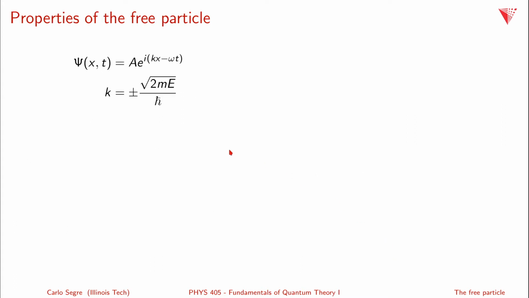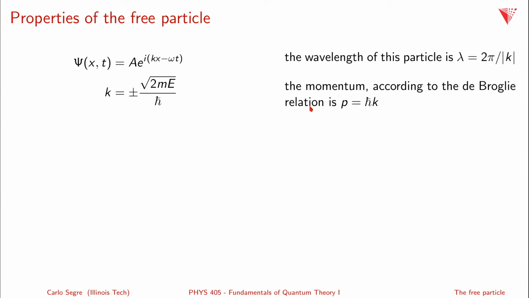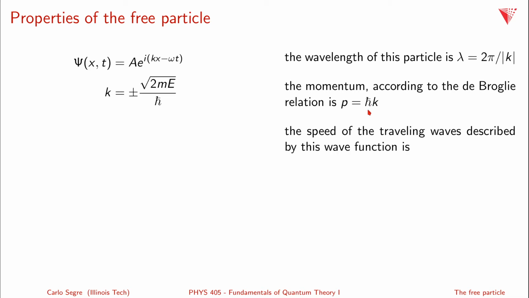So our solution then looks like this. Psi of x and t is A e to the i(kx minus omega t), where k is equal to plus or minus the square root of 2mE over h bar. The wavelength of this particle is just 2 pi over the absolute value of k. The momentum of the particle, according to the de Broglie relation, is just h bar k. p is equal to h bar k. The speed of the traveling waves, described by this wave function, is given by omega over k. That's the dispersion relation, and that says v quantum mechanical is omega over k.